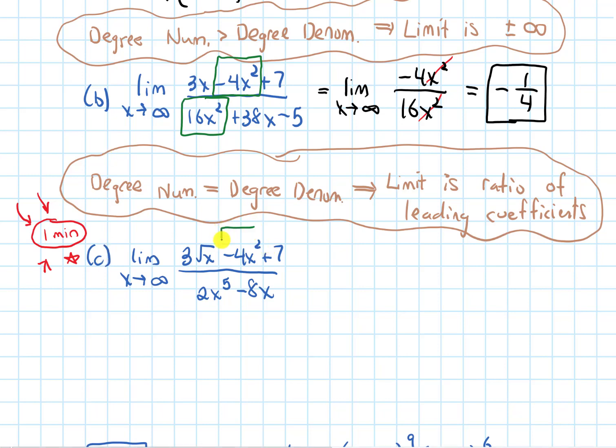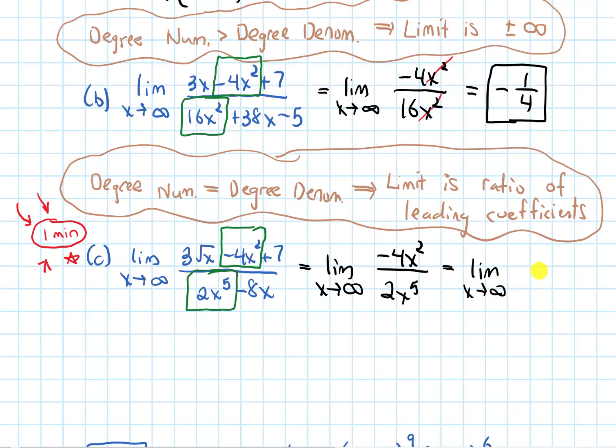So the biggest power of x on top is this negative 4x squared. On the bottom is this 2x to the 5. So keeping just those, we get the limit as x goes to infinity of negative 4x squared on the top over 2x to the 5 on the bottom. Now we can simplify this, and we'll get a negative 2 left over on the top and x to the third on the bottom. So if we plug in, we get negative 2 over infinity cubed, and infinity cubed is going to be infinity. And when you divide negative 2 by a huge number, that is going to get really close to 0. So that's what this is going to be.